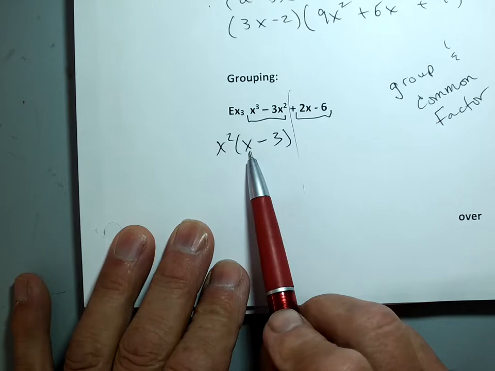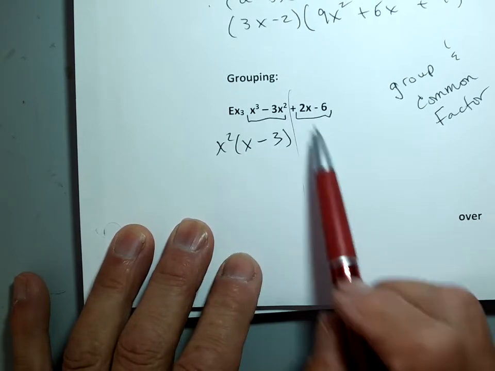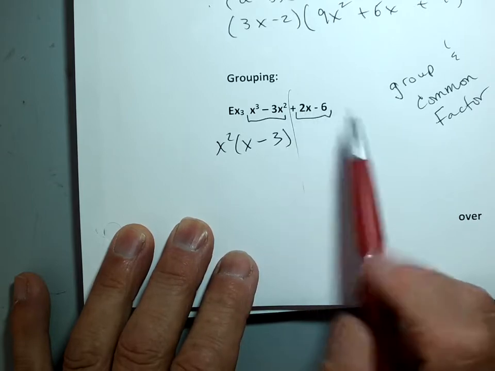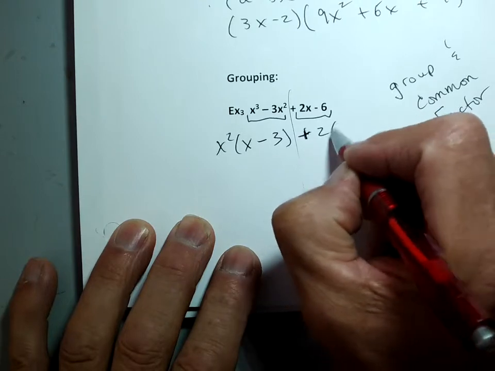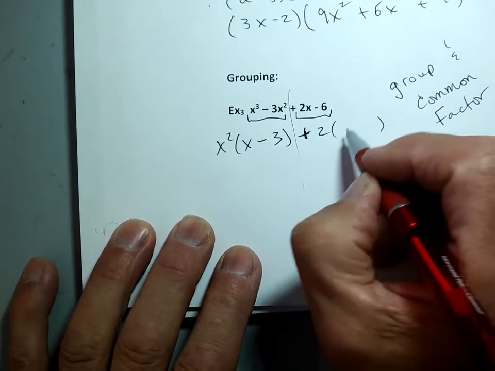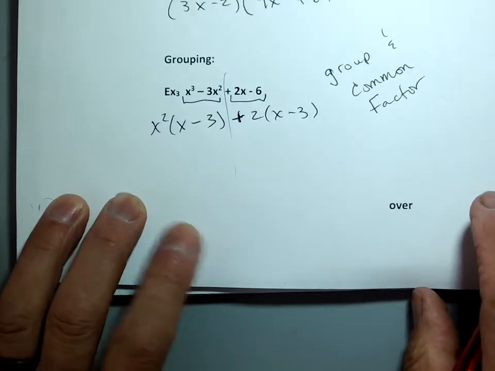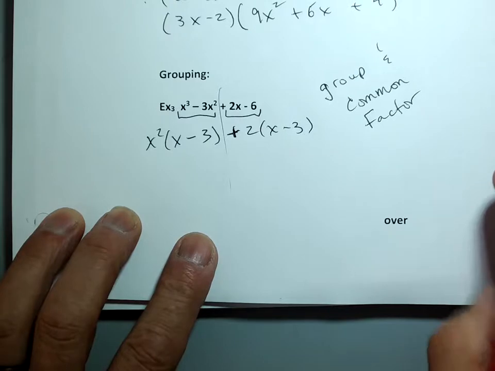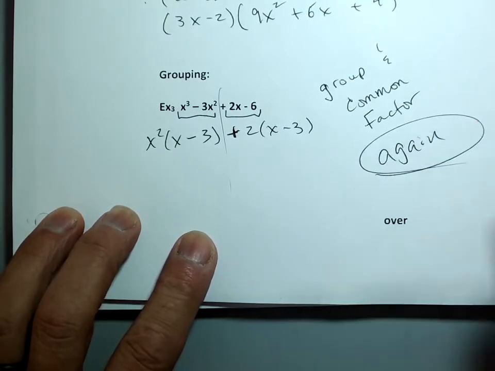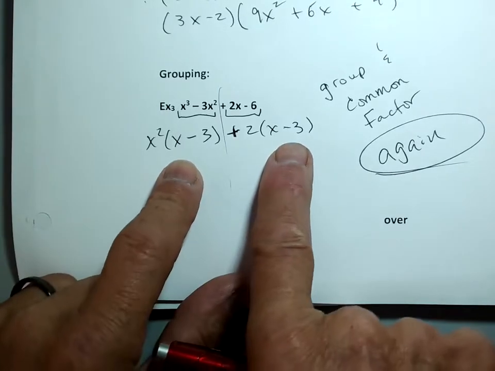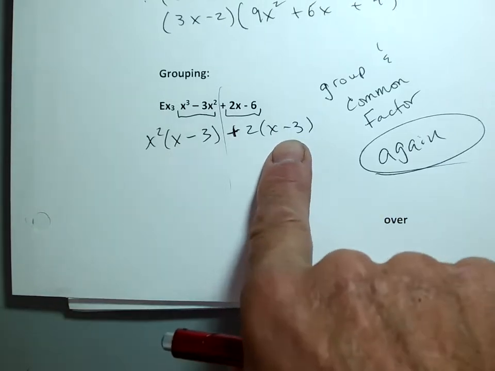Okay, and we can double check it. X squared times x makes an x cubed. X squared times negative 3 makes a negative 3x squared. Okay, what do these 2 have in common? 2. They got a 2, so we'll take out a positive 2. And if I take out a 2, I'd have an x minus 3. Okay, how am I doing? Now we can go and do it again. What do these 2 have in common? They got a parentheses x minus 3, right? So I write that down.